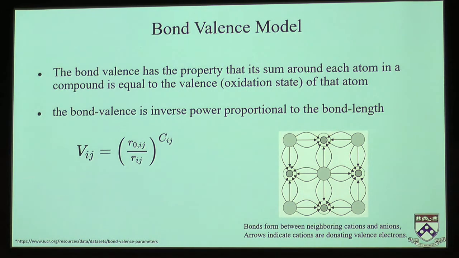Bond valence molecular dynamics is a classical force field based on the bond valence conservation principle. Here, each cation and anion has its individual valence state, and it also has its own ideal valence state, which is the formal charge of that ion. The instantaneous valence state of the cations and anions is a sum of its connecting neighboring bonds. The valence of a bond is determined by an inverse power law in the bond length.